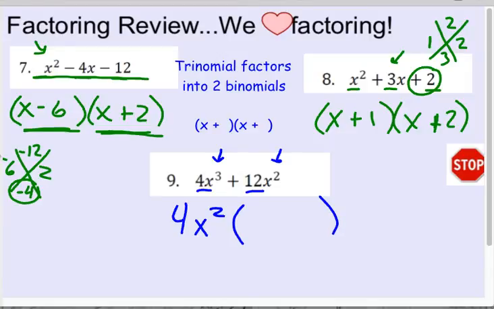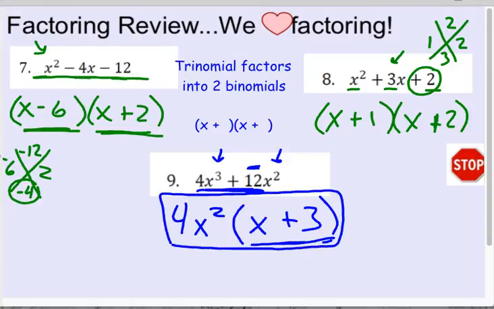What do I have left in my binomial? Because there's 2 terms here, so I have 2 terms in the parentheses. 4x squared times x is 4x cubed, and 4x squared times just 3, 4 times 3 is this 12 right here, and then we already have an x squared. So once you do your greatest common factor, you should be able to multiply it back and get the binomial or trinomial you started out with. Anyway, that is completely factored right there. The x plus 3, sometimes you can factor it again. In this case, no.